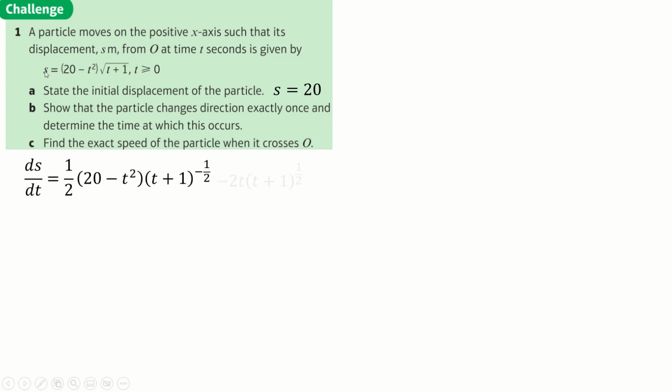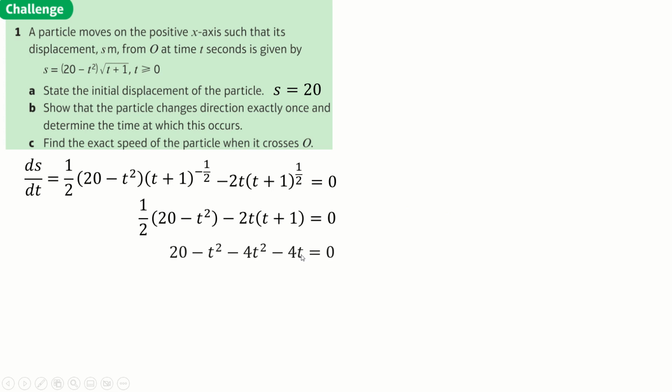So we just differentiate. I've just done product rule here. So here is just this one differentiated, and then here is this one differentiated, and the other two left alone. Set that to 0. So that's me setting the velocity to 0. That's going to see when it changes direction. Times everything by t plus 1 to the power half to get rid of these square root things.